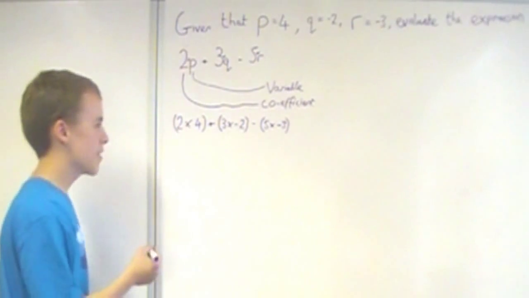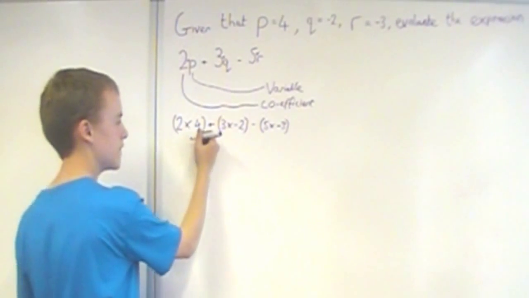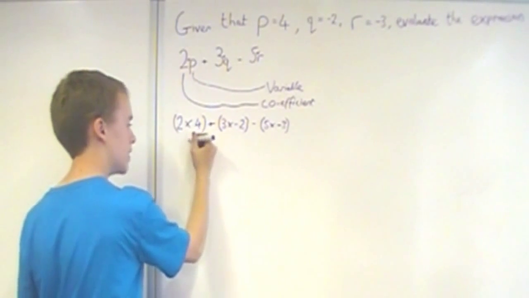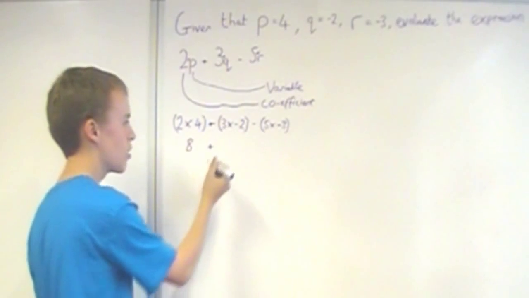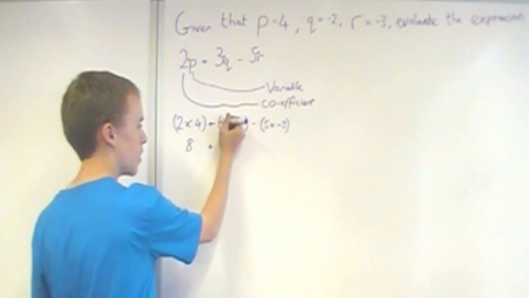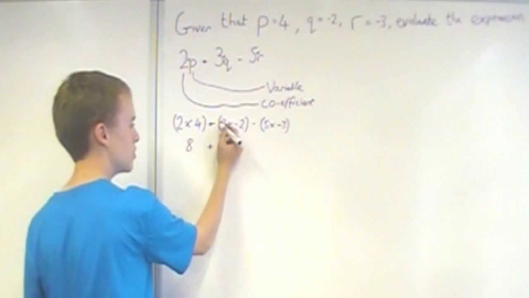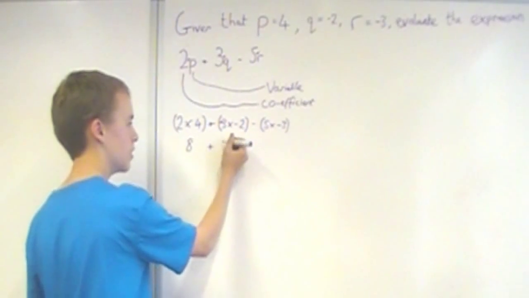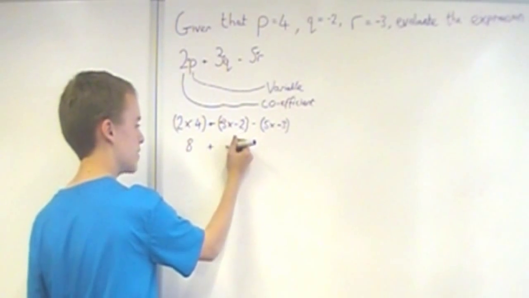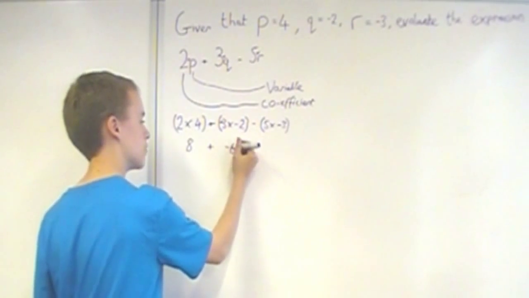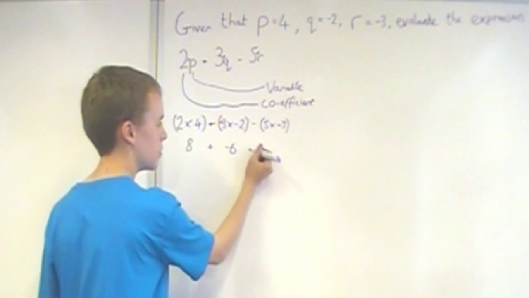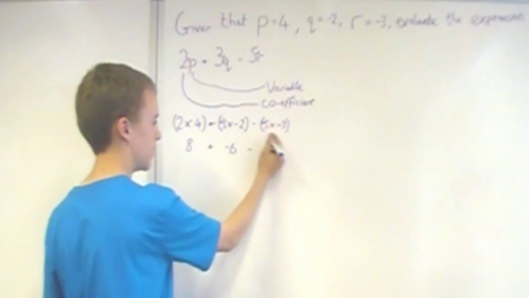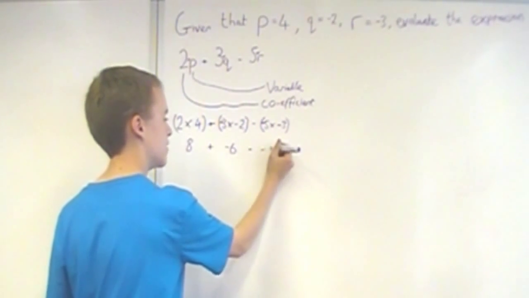So now we need to multiply out the brackets. 2 times 4 is 8. Plus sign stays there. 3 times minus 2, imagine there's a little plus sign there, and because the two signs are different, it leaves us with minus 6. Minus sign stays there too. Again, because the two signs are different, leaves us with negative 15.